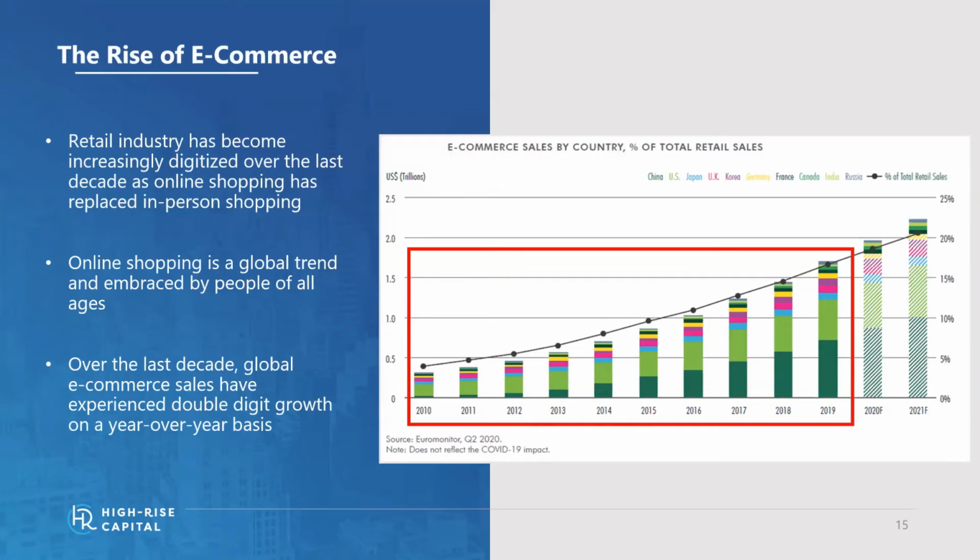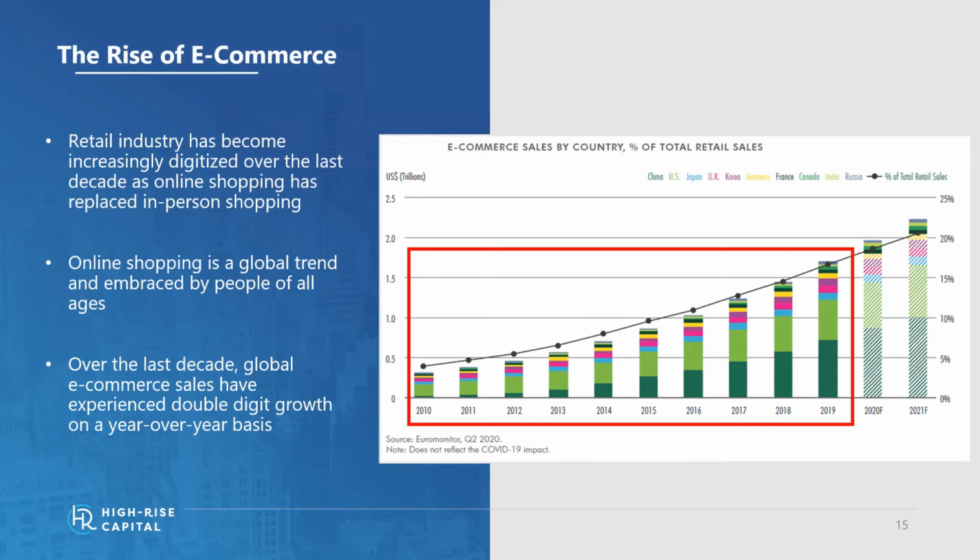The rise of e-commerce is a major reason for why industrial real estate continues to grow. And so the retail industry has become increasingly digitized over the last decade as more and more people participate in online shopping, and a lot of that has replaced in-person shopping. So online shopping is not just a national, but really a global trend that's embraced by people of all ages. And over the last decade, global e-commerce sales have experienced double-digit growth on a year-over-year basis.